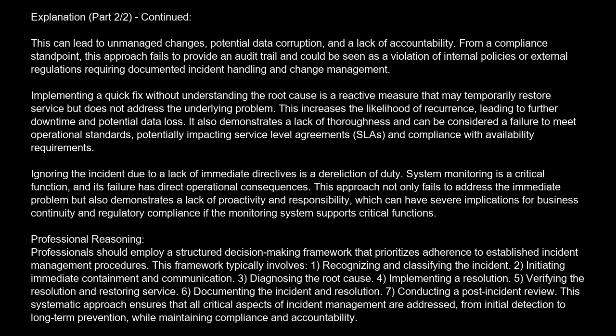Professional reasoning. Professionals should employ a structured decision-making framework that prioritizes adherence to established incident management procedures. This framework typically involves: 1. Recognizing and classifying the incident, 2. Initiating immediate containment and communication, 3. Diagnosing the root cause, 4. Implementing a resolution, 5. Verifying the resolution and restoring service, 6. Documenting the incident and resolution, 7. Conducting a post-incident review. This systematic approach ensures that all critical aspects of incident management are addressed, from initial detection to long-term prevention, while maintaining compliance and accountability.